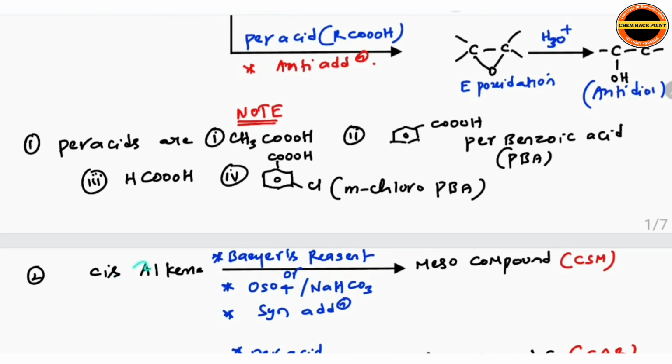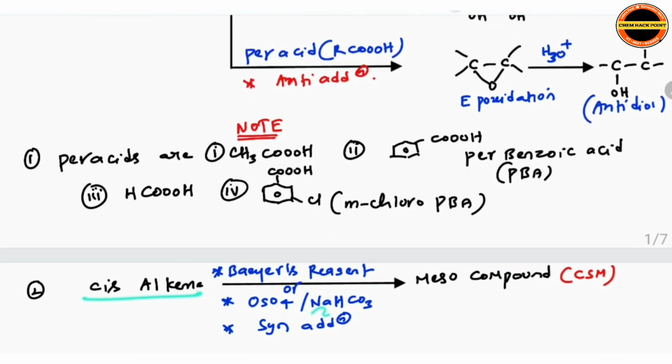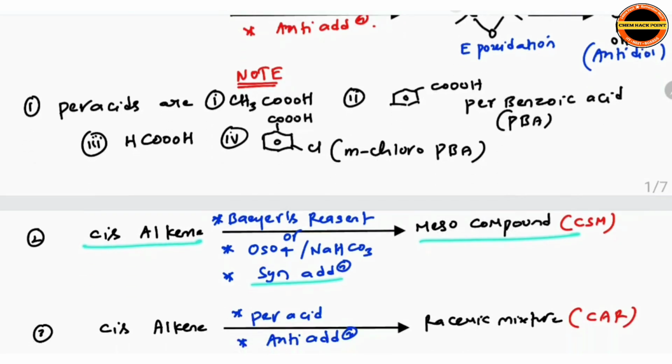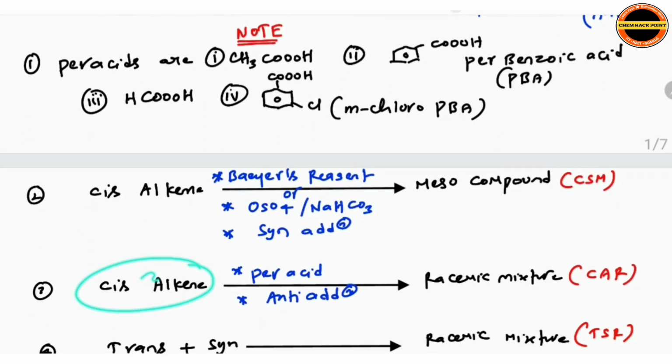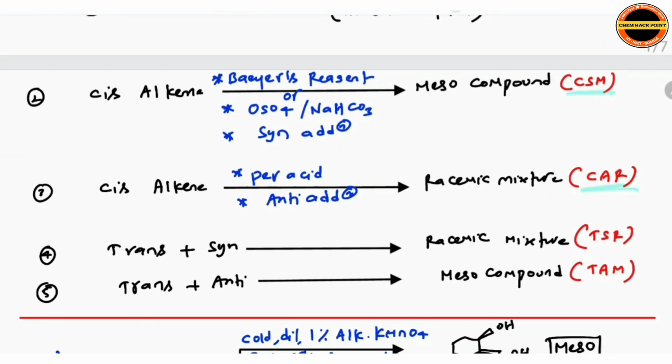Okay. Cis-alkene, when reacting with Bayer's reagent or osmium tetroxide, as we know both are showing syn addition. Cis-alkene undergoes syn addition to form meso compound. Cis-alkene undergoes anti-addition in presence of per acid, gives racemic mixture. For shortcut you can remember CSM, CAR. Trans-alkene syn addition gives racemic mixture, TSR: T is trans, S is syn, R is racemic mixture. Trans-alkene anti-addition gives meso compound, TAM. CAR, TAM, if you remember any two, the remaining combinations you will get automatically.